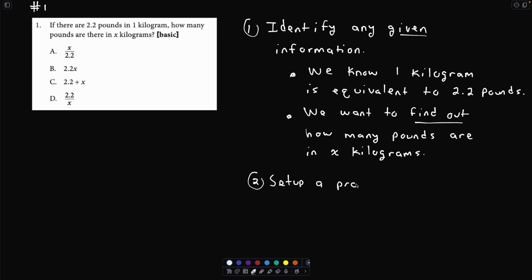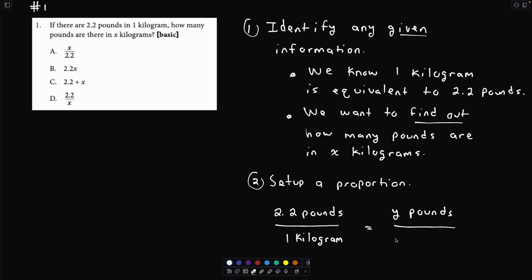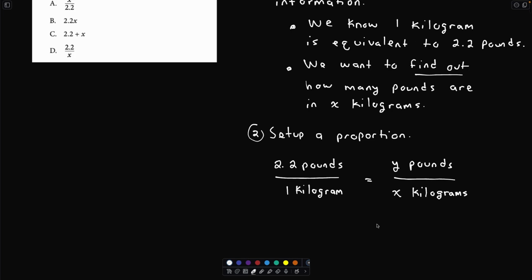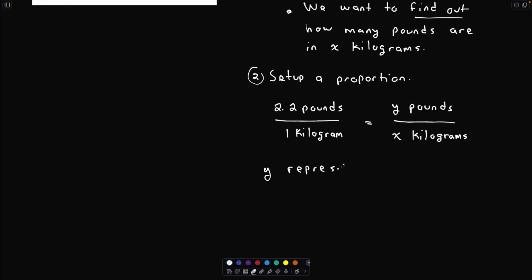Second thing is we need to set up a proportion. And we have 2.2 pounds and we have 1 kilogram. So I could write 2.2 pounds over 1 kilogram. That's going to be equal to Y pounds over X kilograms. Y is going to represent the number of pounds to X kilograms.